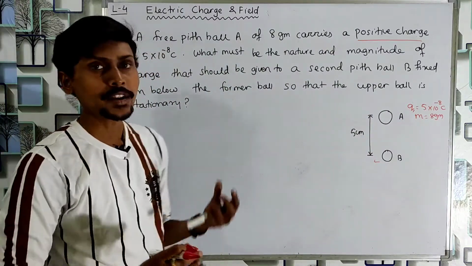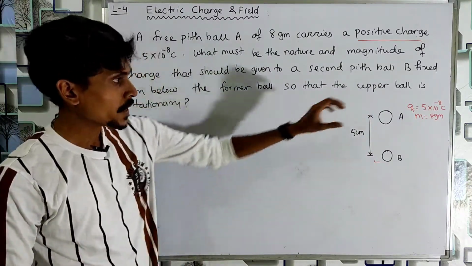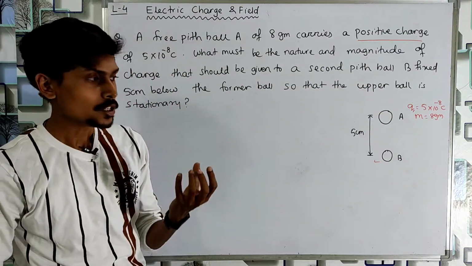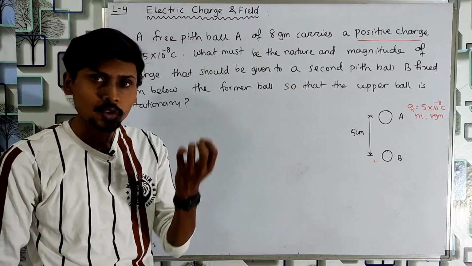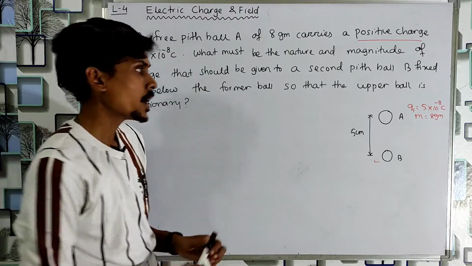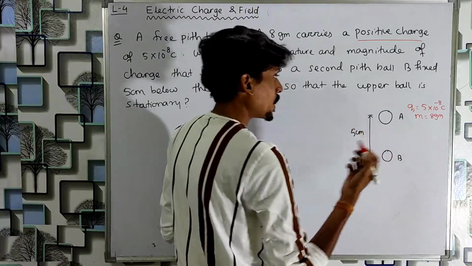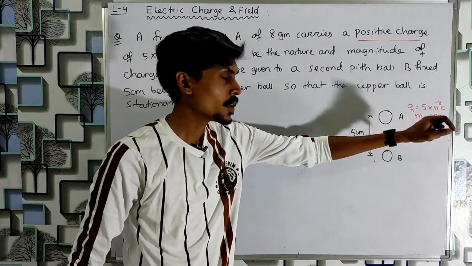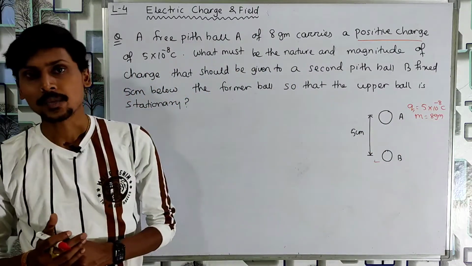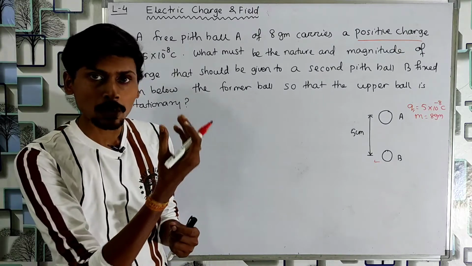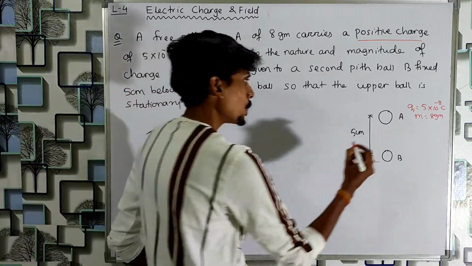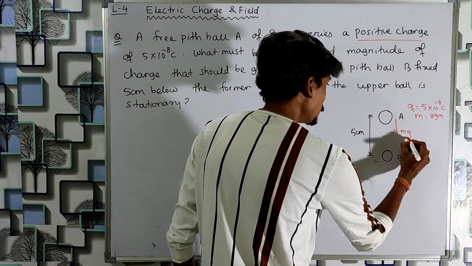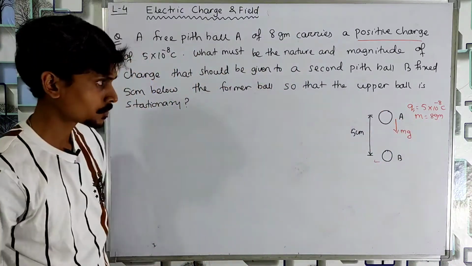Stationary means at rest. Since this pith ball has some mass, 8 gram, due to gravity the pith ball should fall down. Is that clear? The pith ball has a weight, weight means m into g, where the mass is 8 gram. So the pith ball has some weight, and due to that weight the pith ball should fall down. So the weight of this pith ball is m into g. Is that clear?